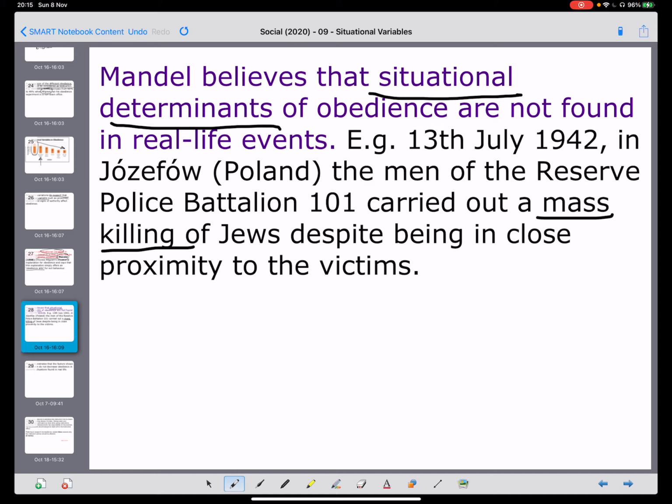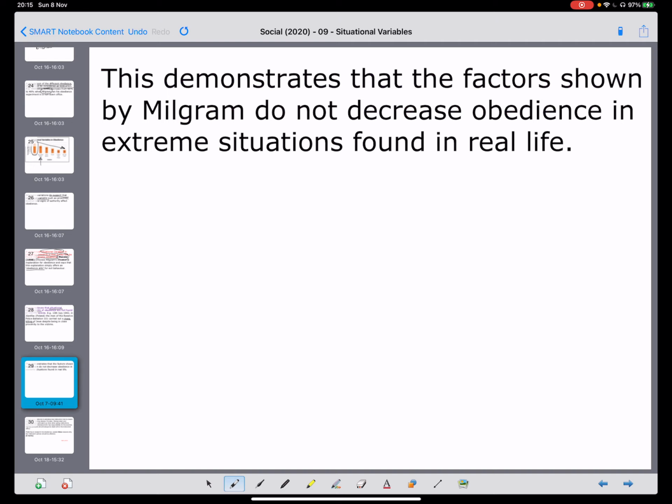And so Mandel is particularly clear that in the real world, these situational determinants don't work as Milgram had said. It does not decrease obedience. Now, once again, I would remind you to have a look at the particular pages in your textbook, just to check that you do understand what the situational variables are, that you can clearly name them and explain them, and that you can also have some kind of evaluation of them.